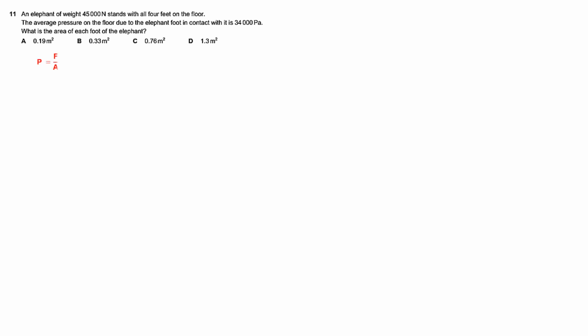Pressure is calculated using the formula pressure equals force divided by area. To find the area, we rearrange it to area equals force divided by pressure. With the elephant weighing 45 kilonewtons and exerting an average pressure of 34 kilopascals, we can determine the total area. Dividing that area by 4 gives the area for each foot.